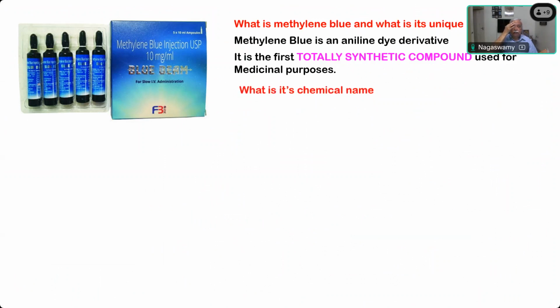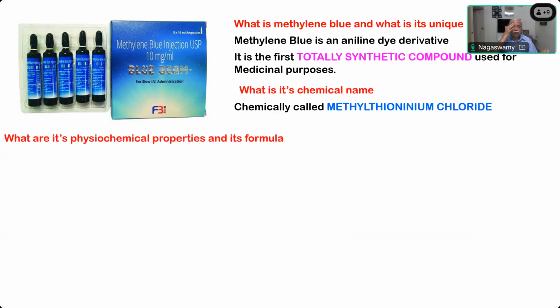What is its chemical name? Even though it is commonly called methylene blue, what is its synthetic chemical name? Generic name. It is called methylthioninium chloride. What are its physicochemical properties and its formula? Of course, formula you won't remember: C16H18ClN3S, a heterocyclic aromatic compound. What are its physical properties?